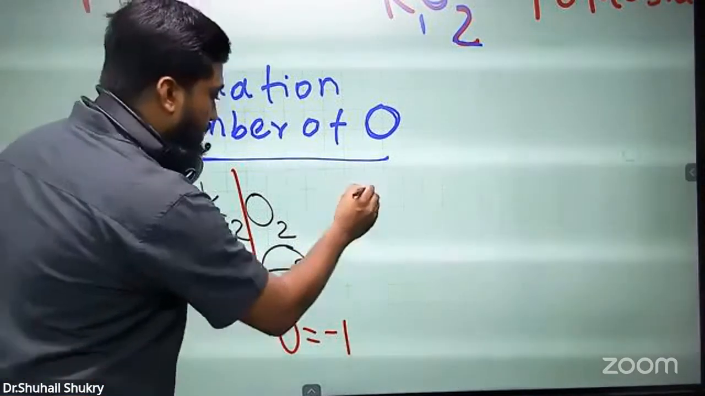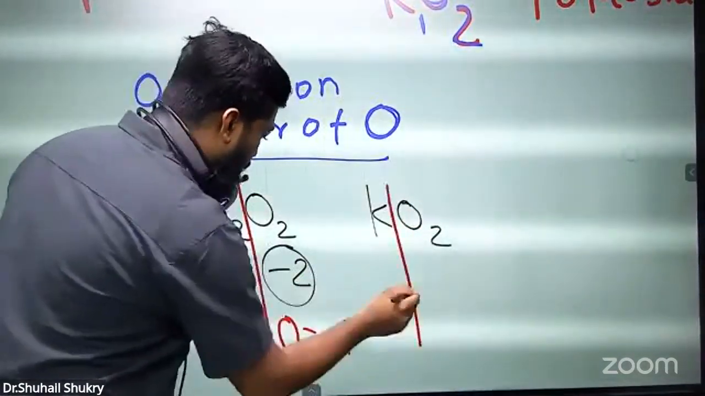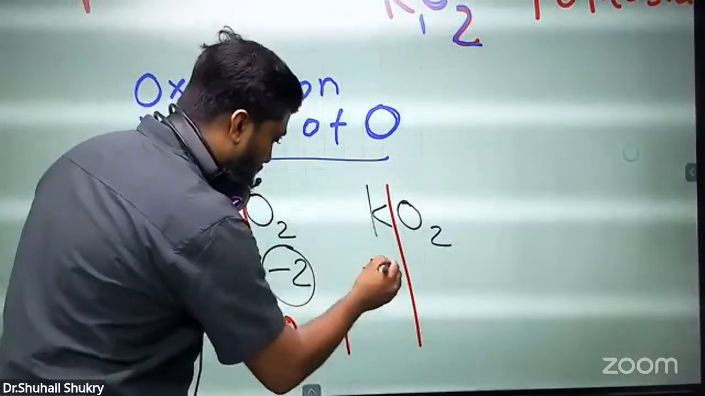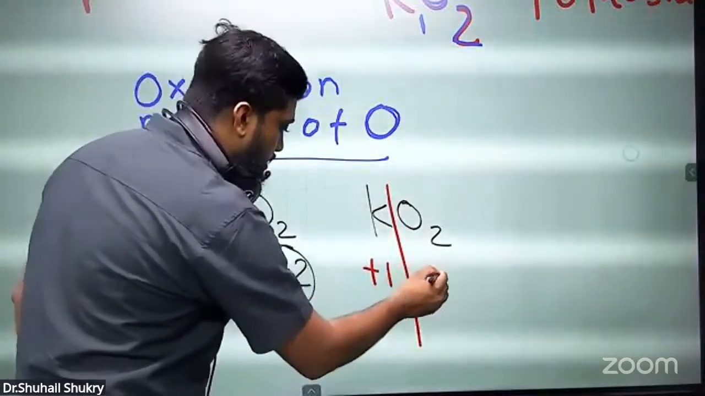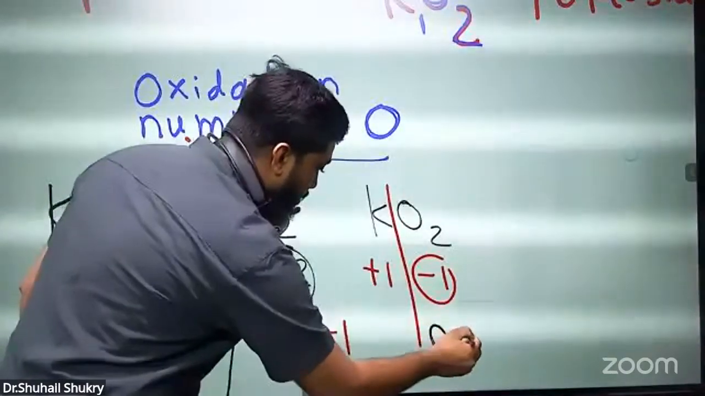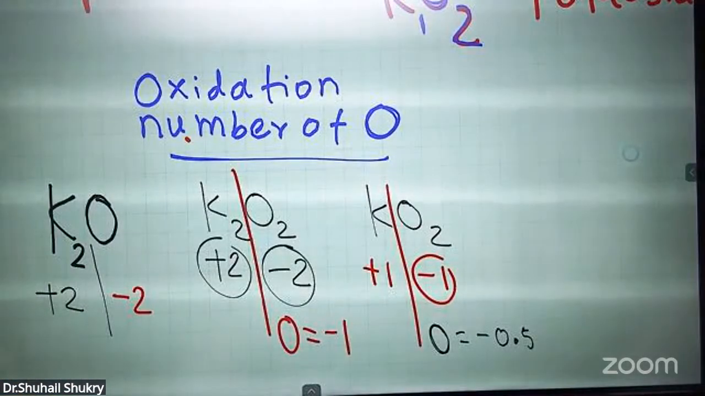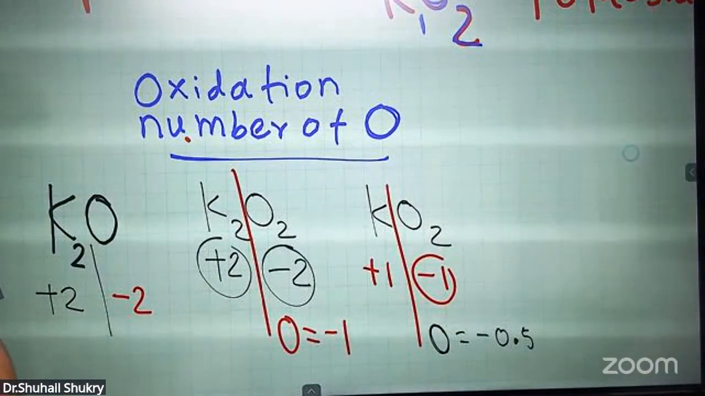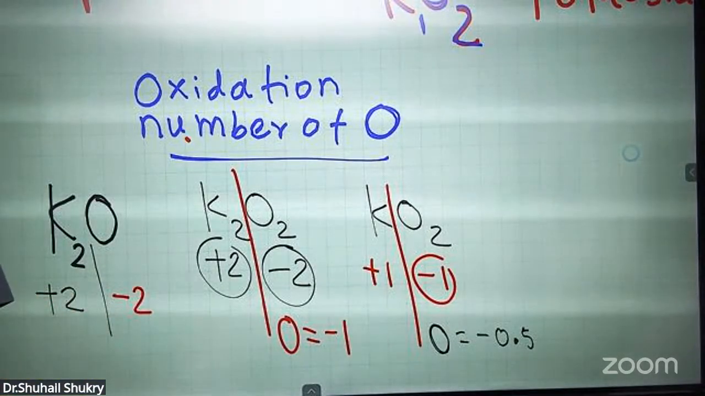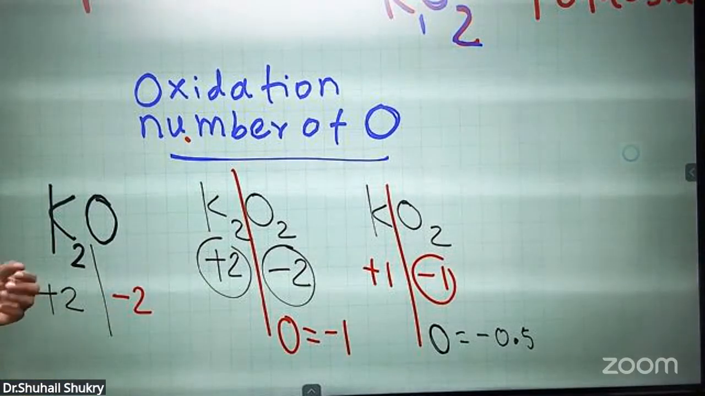Then if I take KO2, this is potassium superoxide. When I take potassium superoxide, what is the potassium's oxidation number? +1. Then both the oxygens together are -1, right? Then 1 oxygen is how much? -0.5. Then do we have 0.5 oxidation numbers? Yes. Can you see the oxygens in superoxide? Oxygen is -0.5. These are very important things. These are some special cases of oxygen, so you have to remember.